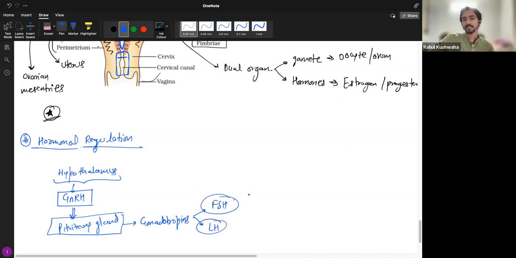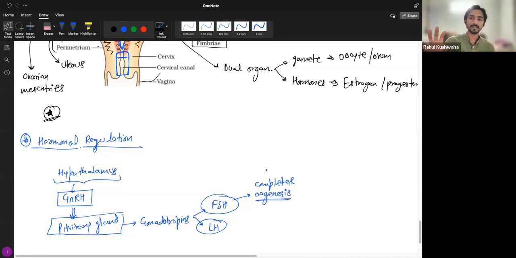So FSH starts oogenesis, not starts, but completes oogenesis. I'll tell you why I'm saying this later on. Even some textbooks write start because they're not paying much attention to the fact that in females, oogenesis begins when the baby is already in the embryonic stage. Okay, do you understand that?